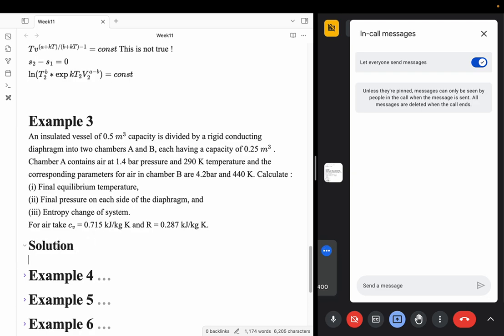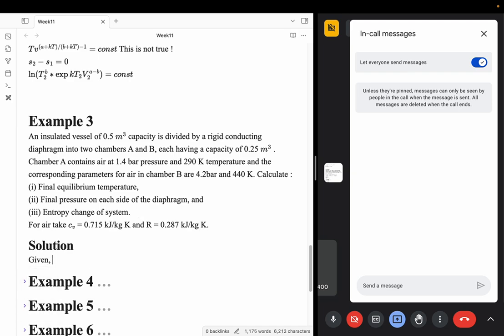So even before solving the problem, will the entropy change be 0 or positive or negative? Without even solving the problem, can you say anything? Can you comment on whether the entropy change will be 0, positive or negative? It should be 0. Why?